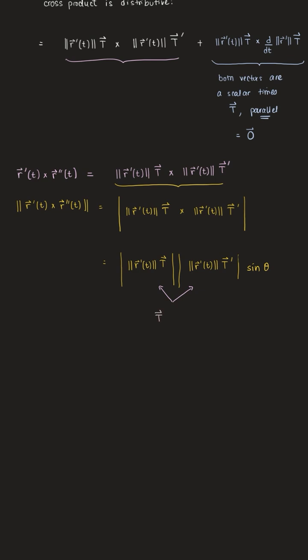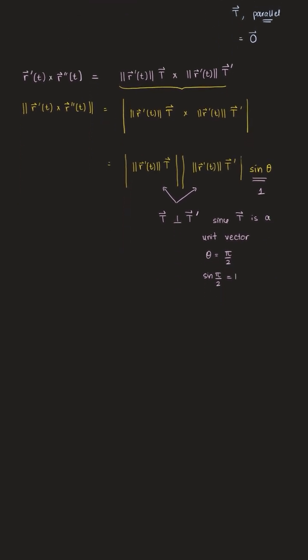And we know that T and T prime are perpendicular vectors because the tangent vector is a unit vector, and any time that we have a vector of a constant magnitude, it will be perpendicular to its derivative. That means that theta is just pi over 2, and we know that sine of pi over 2 is equal to 1. And so we can replace this with just a 1, and let's write down what we have so far. From above, the magnitude of r prime of t crossed with r double prime of t is equal to this expression, because sine of pi over 2 is just 1.